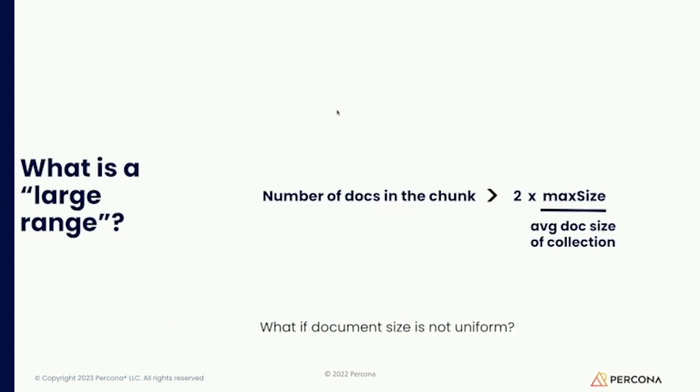So you might be wondering what exactly is a large range, and the answer is that it's calculated with this formula. A large range is considered when the number of documents in a chunk is larger than 2 times the max chunk size over the average document size of the collection. The problem with this estimation is that the document size might not be uniform. You might have collections where one document is small but another is huge. And I've seen clients that have a distribution like this. So in this case, the estimation is really not reliable.